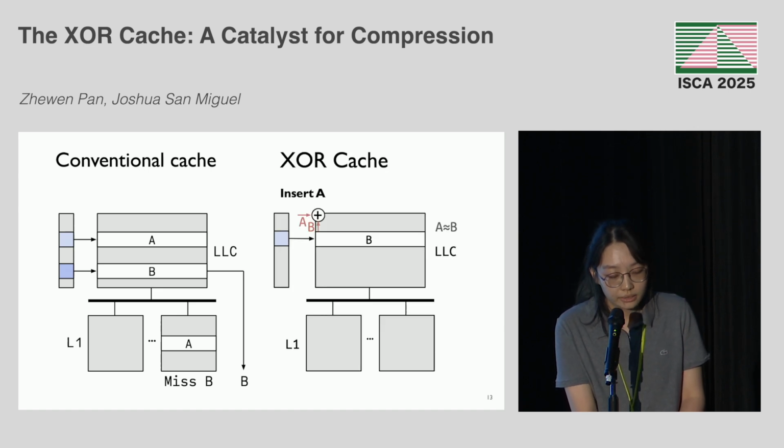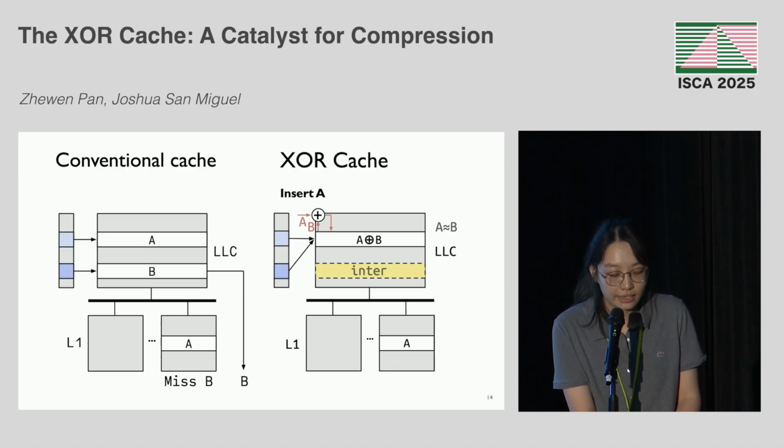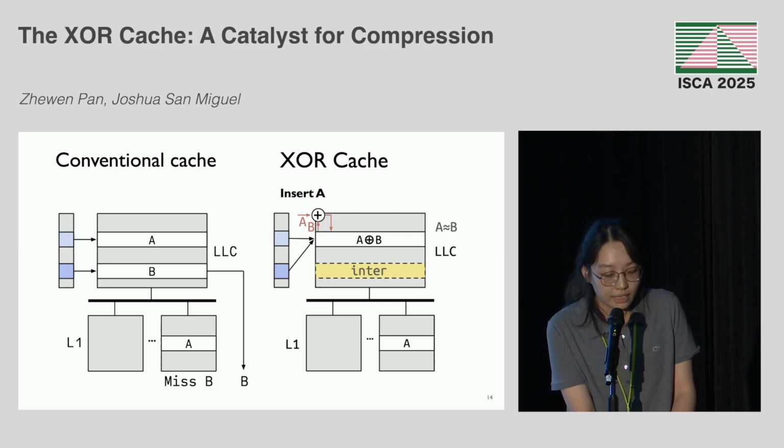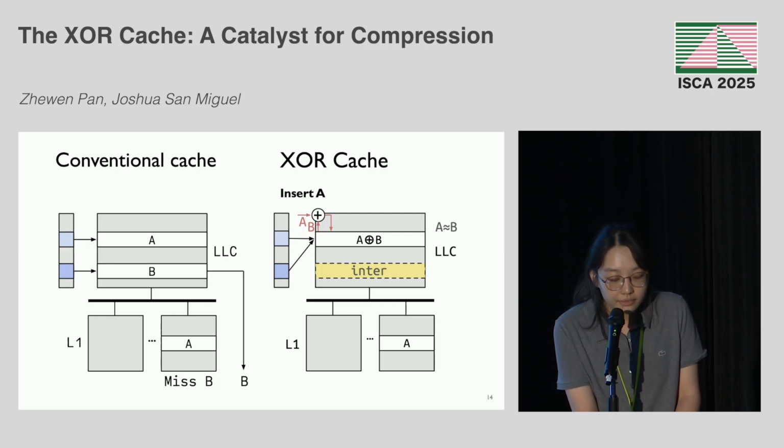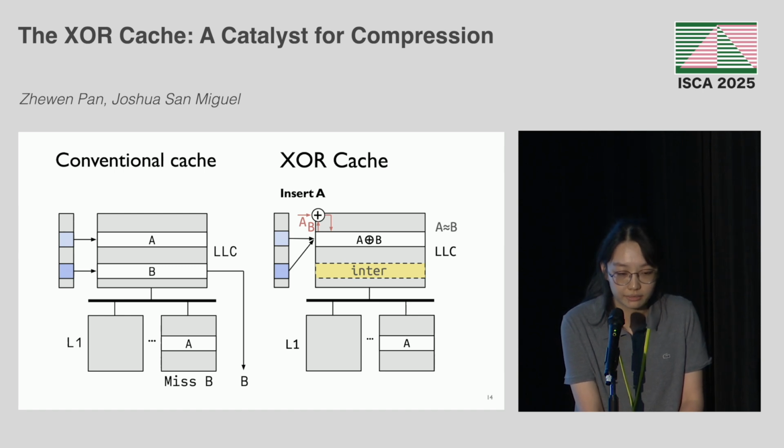For XOR cache, when inserting A, it finds a similar line, B here, to perform a bitwise XOR with. The XORed line, A XOR B, is stored in the LLC, allowing lines A and B to co-locate in one physical slot. We highlight this inter-line compression ratio gain in yellow here. With every line pair effectively co-located, the XOR cache achieves an inter-line compression ratio of 2.